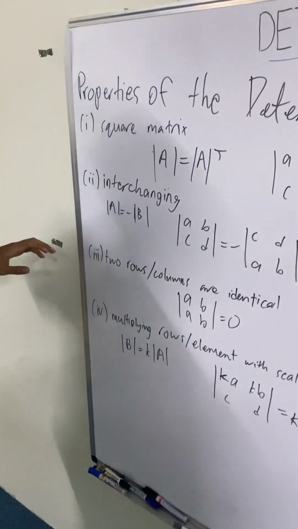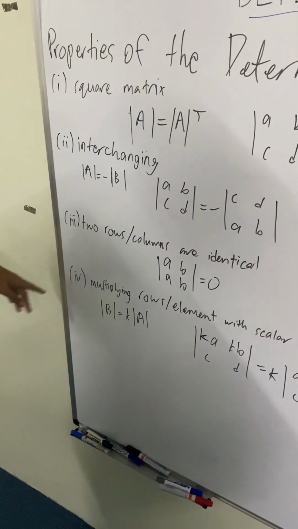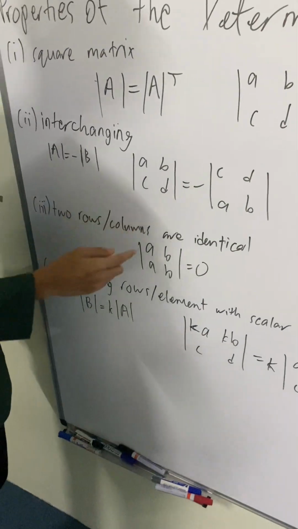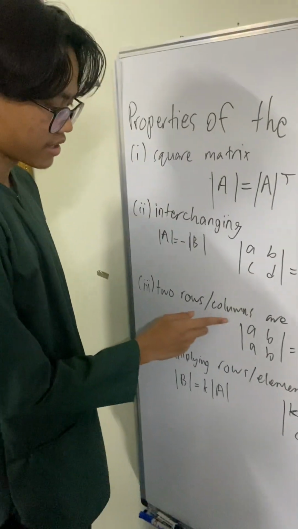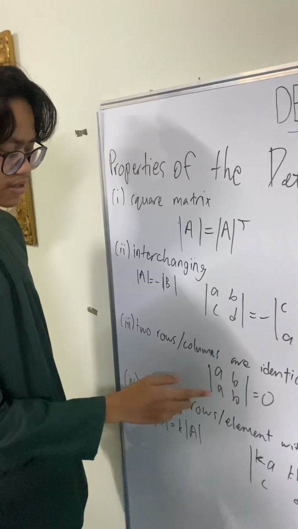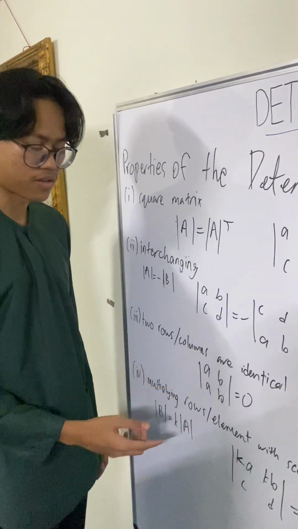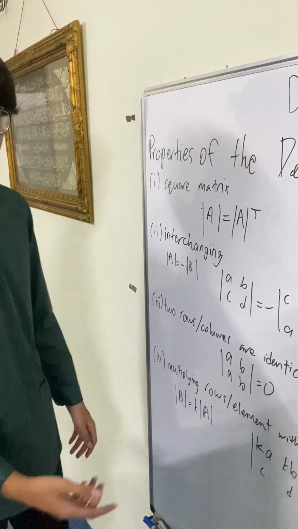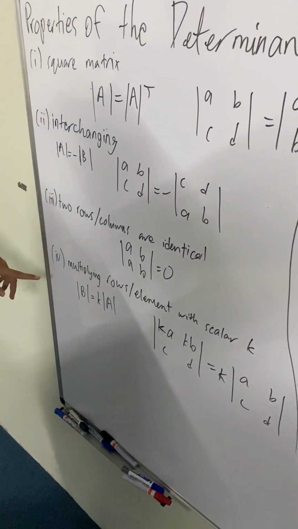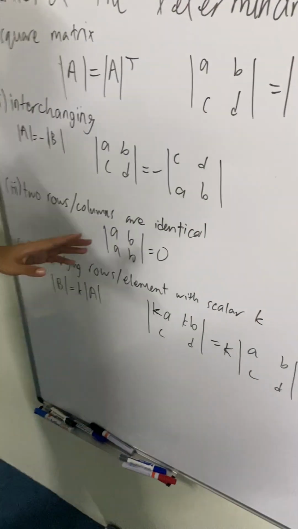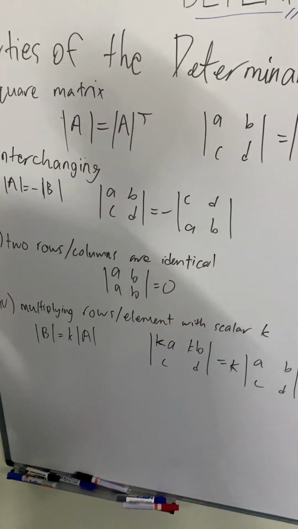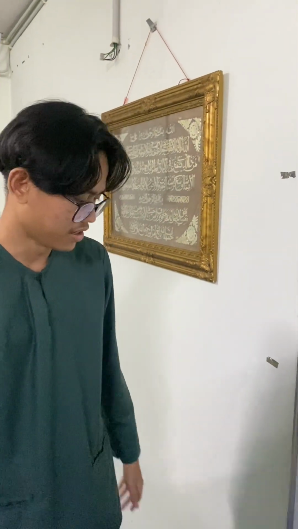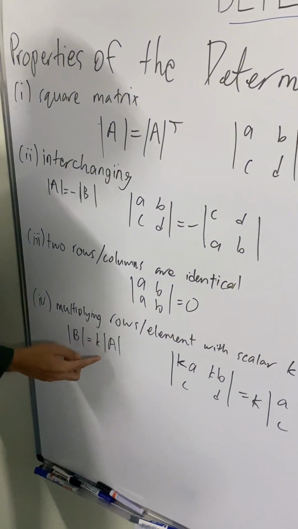Okay. Third one, two rows or columns are identical. You can see the first column is A B and the second column is A B as well. If we multiply A B minus A B, it is equal to 0. Okay, simple. Okay, now multiplying a row or element with a scalar K. So scalar K is like a fixed value. It won't change. Okay, B equals K A.